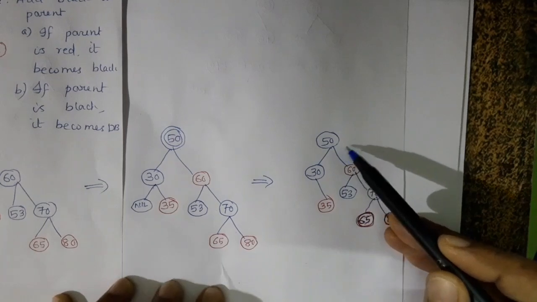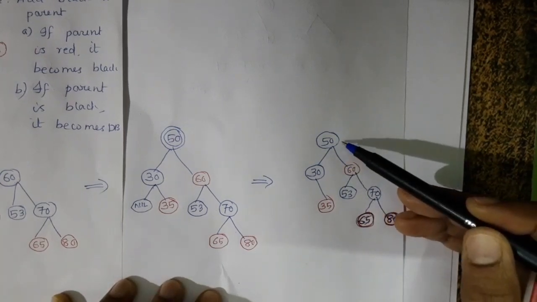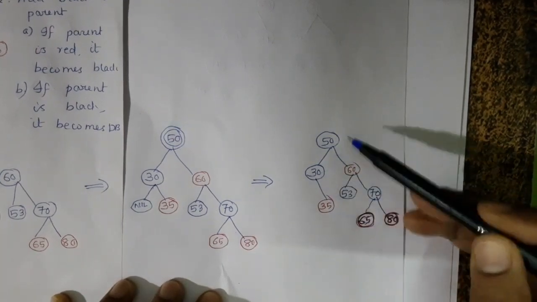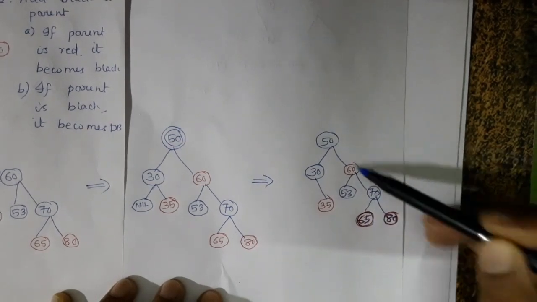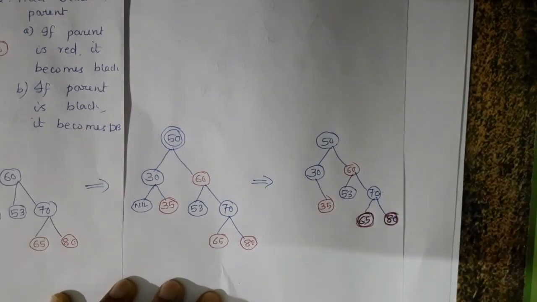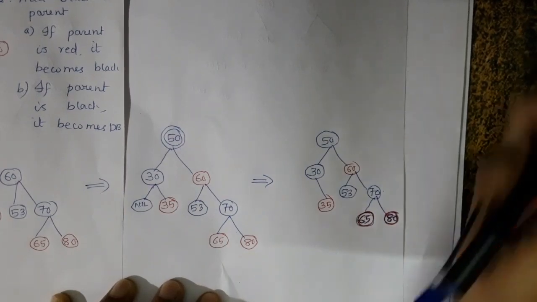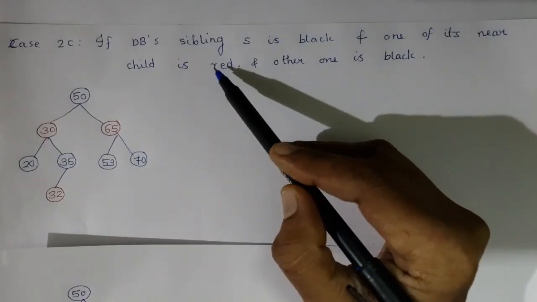So consider the number of black nodes in all the paths from root to leaf node. So in this path one black node, here also one black node. In this path also one black node, here also one black node. So it is a red black tree. We resolve the issue.